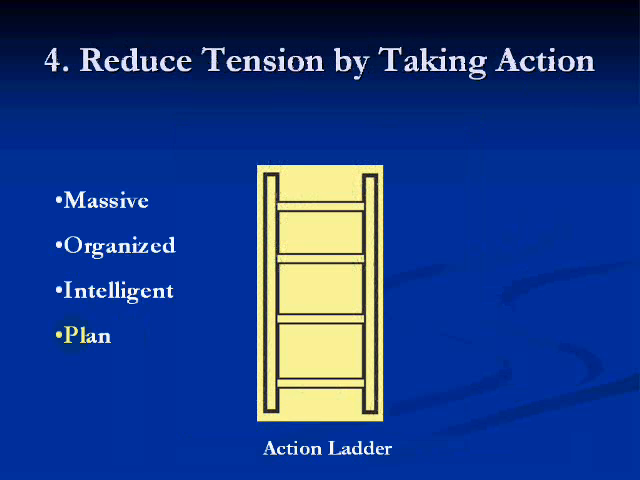Now we can reduce the tension by performing action to transform the actual object, the old jalopy, into the ideal. Now this action needs to be massive. It can't just be, anybody can do just a little action. It needs to be organized. If we're not focused, we can take a lot of action and not get anywhere. It needs to be intelligent. A lot of dumb action doesn't get us anywhere. And it needs to be executed according to a plan to keep us on track.